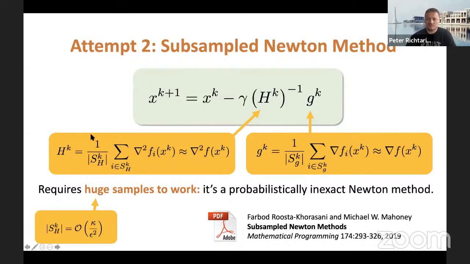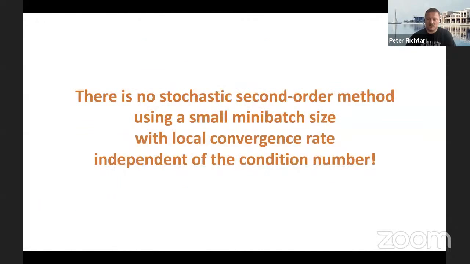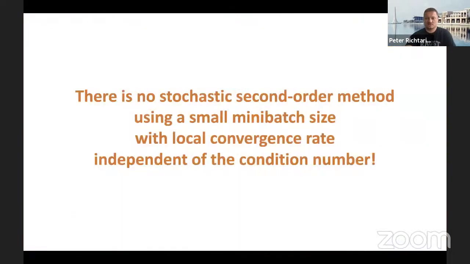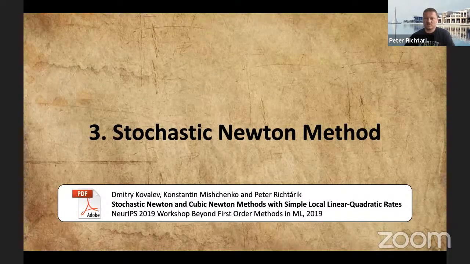Okay, so these I called attempts which don't quite deliver on what we want. I would say that there is really no stochastic second order method that I know of which uses small mini batch size. So not something like kappa over epsilon squared, but small, O(1), let's say, which has a local convergence rate, which I wouldn't even say quadratic, but just independent of the condition number. I want to have some second order like properties, something which resembles the properties of Newton's method. So this is the goal. Good. So I'll stop here again because I'll be moving to the development of the actual method now.